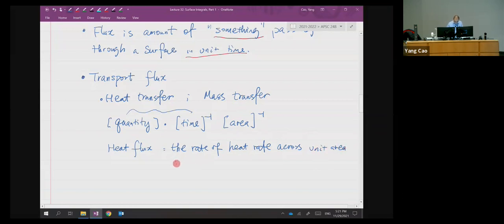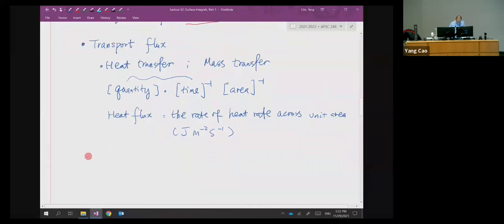The unit of this is usually joule per meter square per second. Per second is time, per meter square is area, and joule is the heat. So you get this heat flux unit. Similarly, you can also get mass flux: how much heat or how much mass is being transported through a certain surface in unit amount of time.